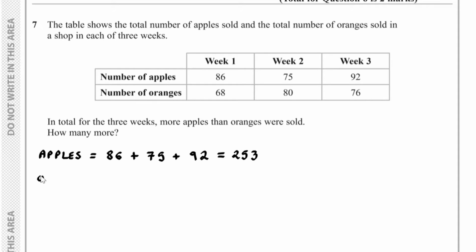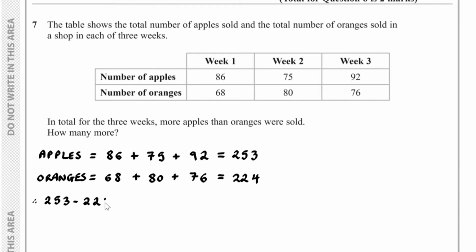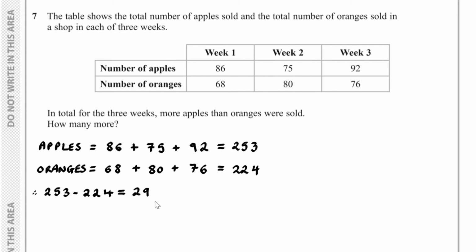Now if we work out the total number of oranges, we have 68 plus 80 plus 76, and it turns out we get 224. And so therefore, to find out how many more apples than oranges were sold, we need to find the difference between 253 and 224. And if we work this out, it turns out we get 29.